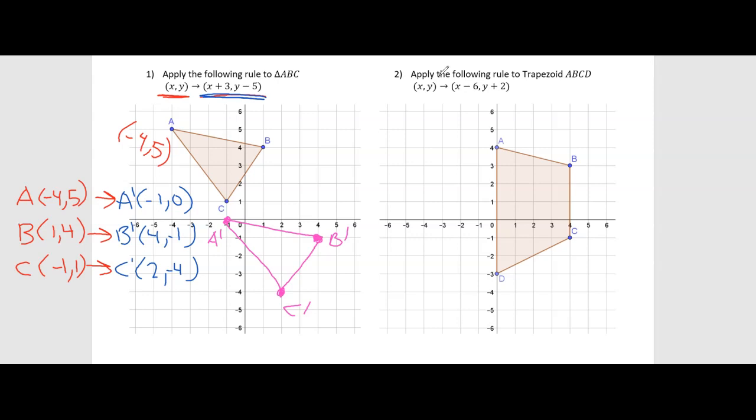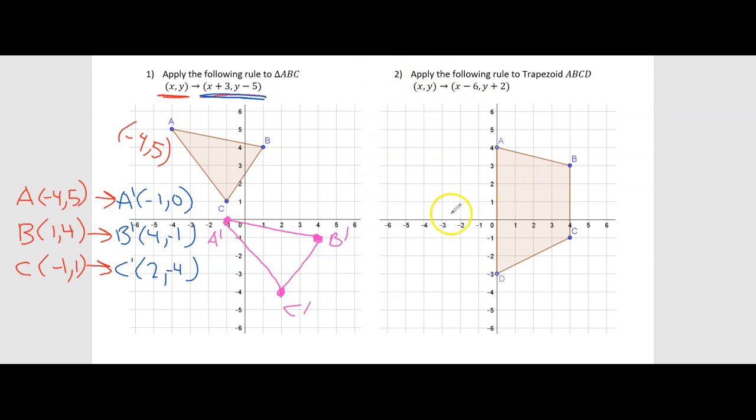This would be a translation, right? This figure was just pushed down and to the right, but the orientation stayed the same, right? A is still in the top left of the figure, B is on the right, and C is at the bottom. So the orientation didn't change, just the position.